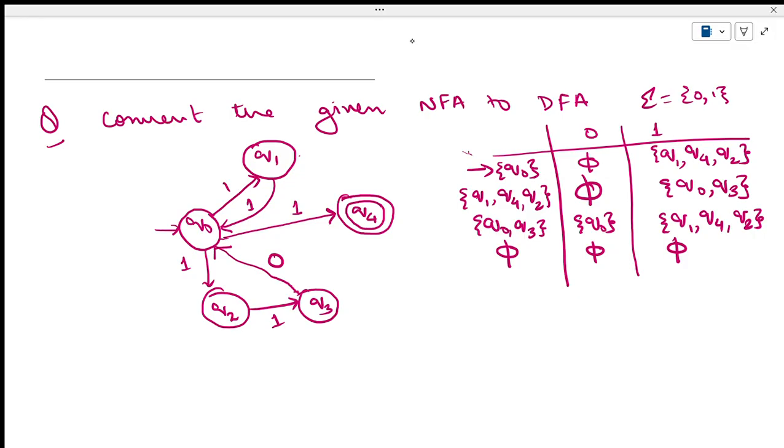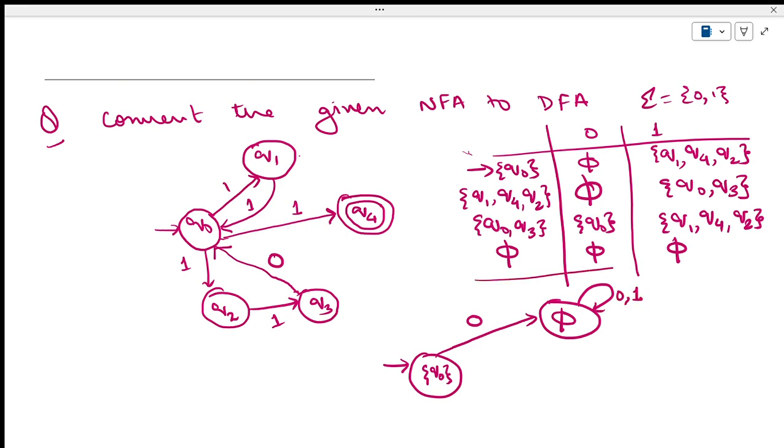Start from the initial state, that is Q0. Q0 on reading 0 is going to some state phi. Phi on reading 0 or 1 stays there, phi only. Just copy the table into the diagram. Now Q0 on reading 1 is going to some state. We call it Q1, Q4, Q2.